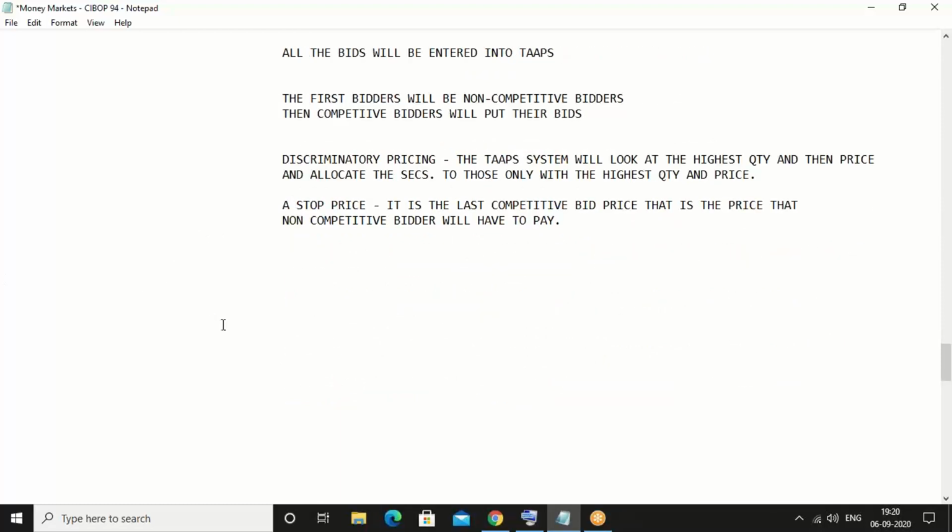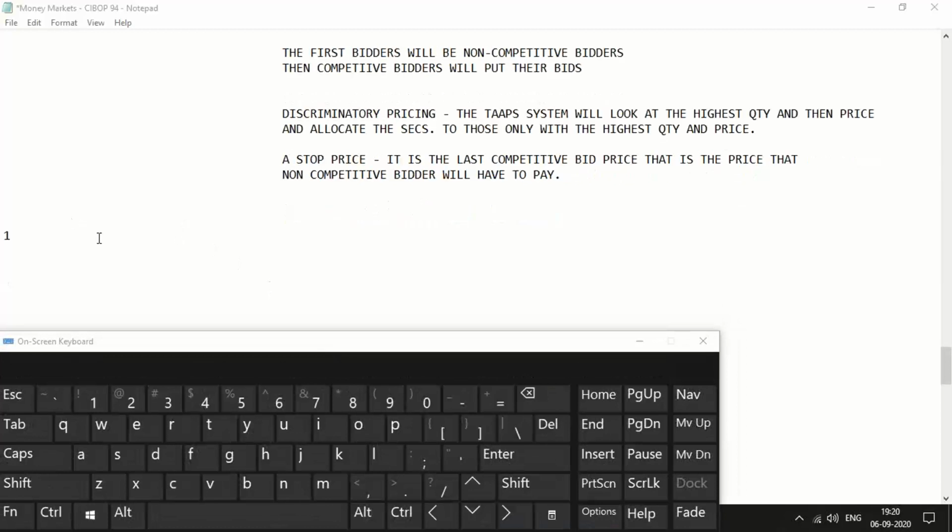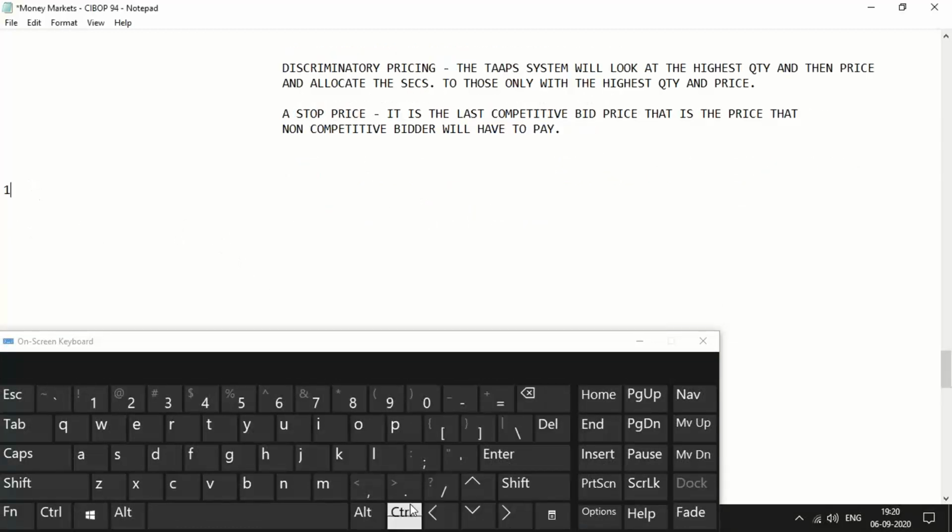Now I'll give you guys an example. So you guys will have to manage with this on-screen keyboard. There's something wrong with it.